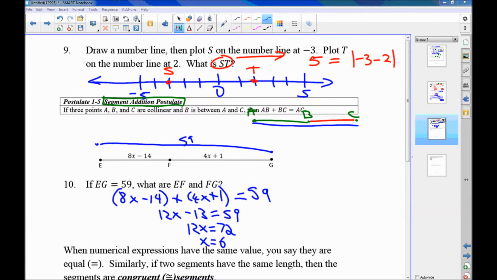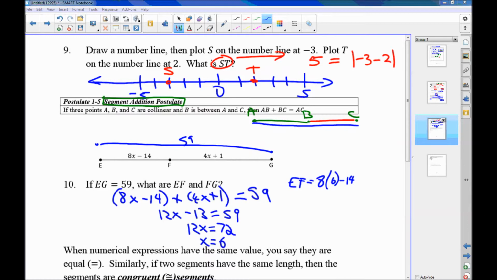All right, so this asks, how long is EF? EF, of course, is not 6 long. 6 is how long x is, how big x is. So to get the length of EF, we have to plug 6 into this equation. So 8 times 6 minus 14.